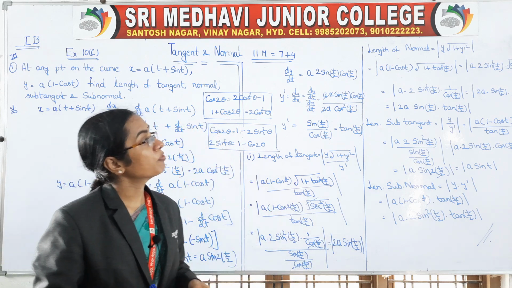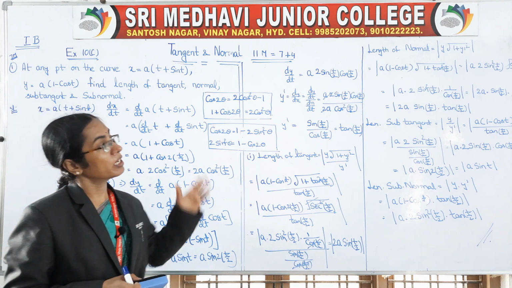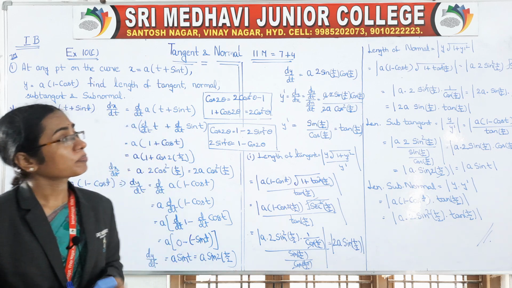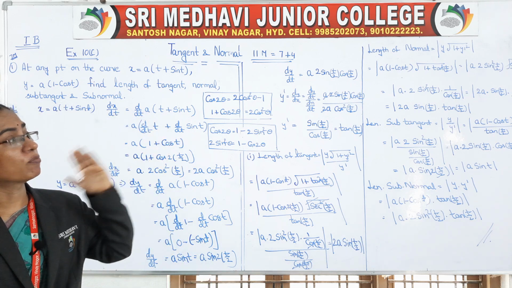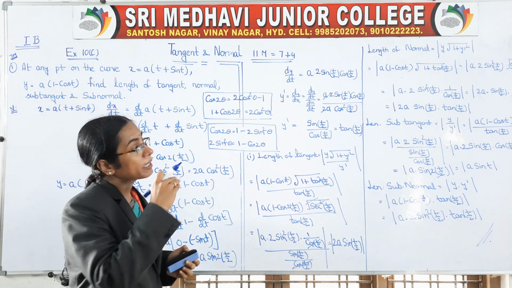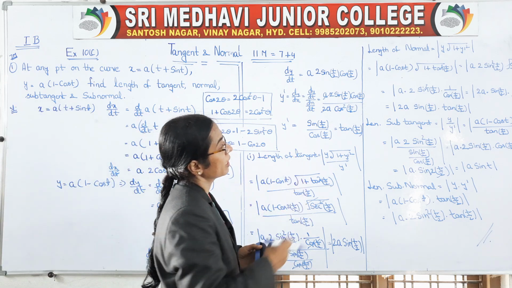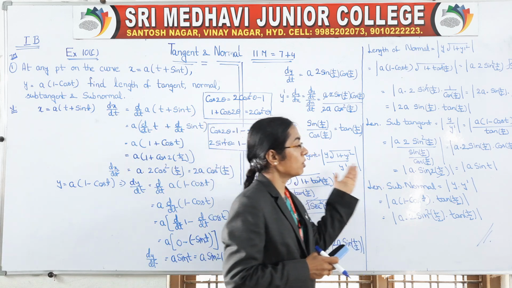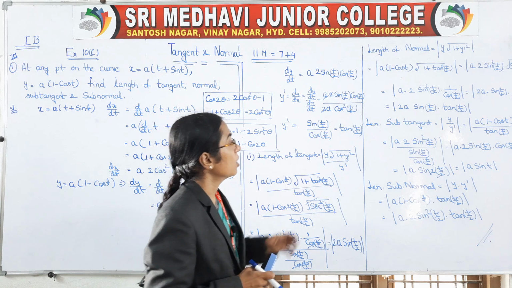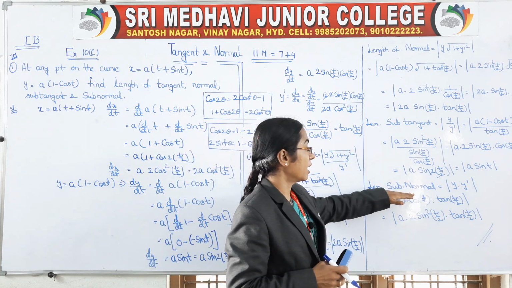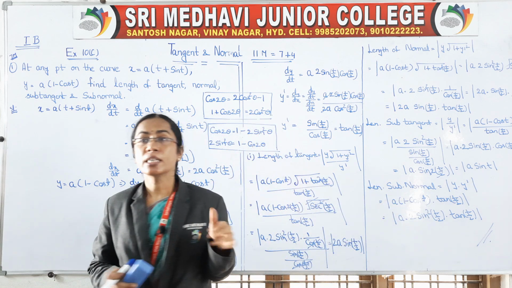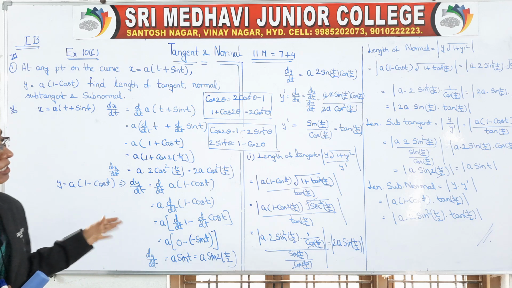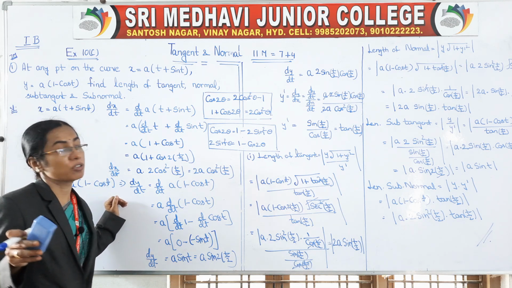Okay, next, length of normal. So length of the normal is modulus of y into root of 1 plus y dash square. Okay, so same thing, we applied same formula there. Okay, and it came in the form of 2 sin theta cos theta form, right? So whenever it is 2 sin theta cos theta form, sin 2 theta we have to take. Okay, so length of subtangent, length of subnormal. So thing is, first you find out your y dash value. Once you got y dash, we can find all the 4 values, right?